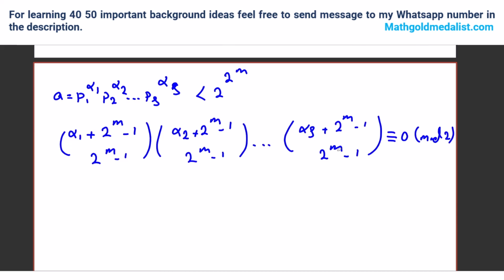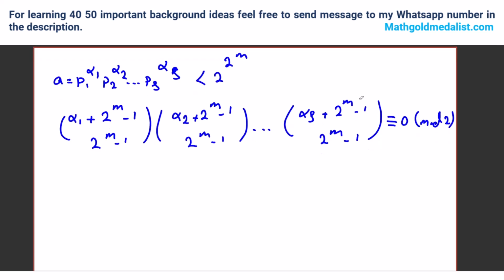I can try to prove. Okay, sure, try to prove this one is 0 mod 2. Okay, sure. So, if you prove one of them is even, then the problem will be solved, right? At least one of them. Agreed? So let's prove the first one is even, okay?